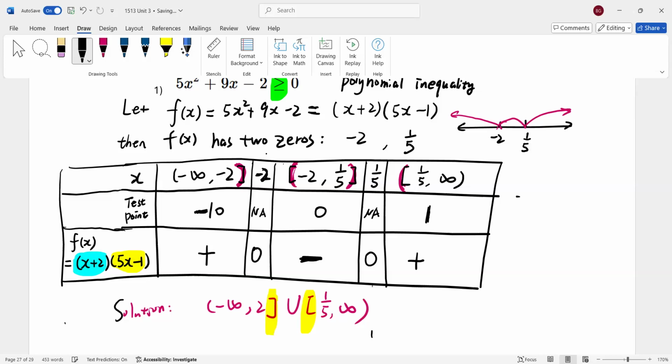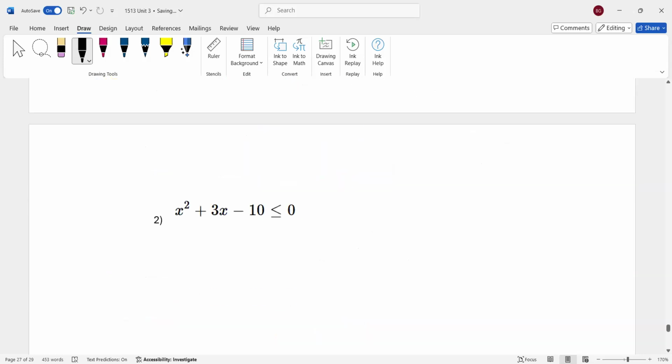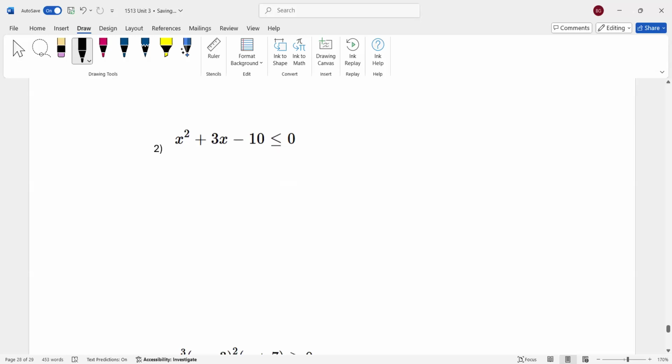If that helps, yeah, this is another way to design the chart. I think this one is more sophisticated, right? Okay, so next question, let's practice more. Question number 2 is also a polynomial inequality.